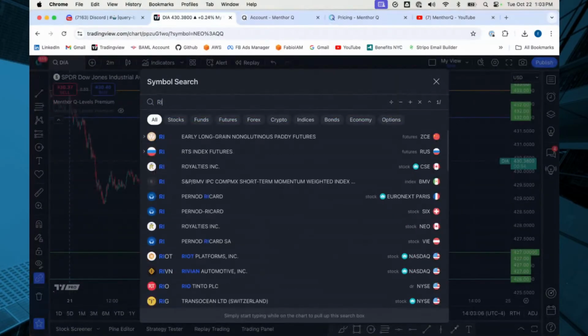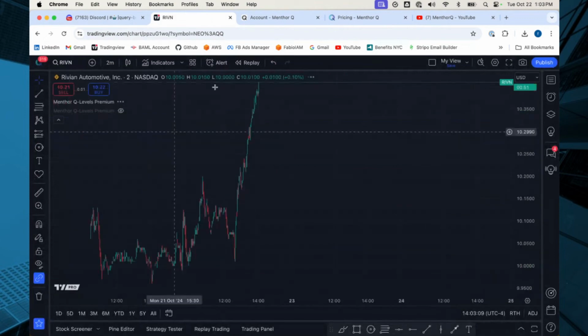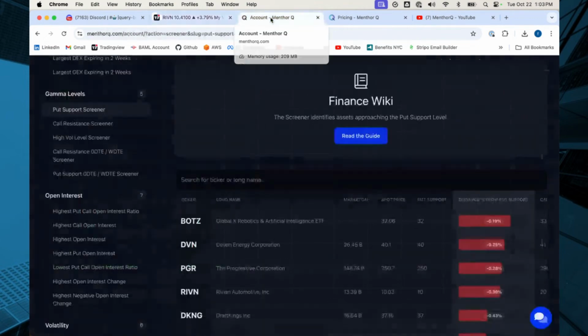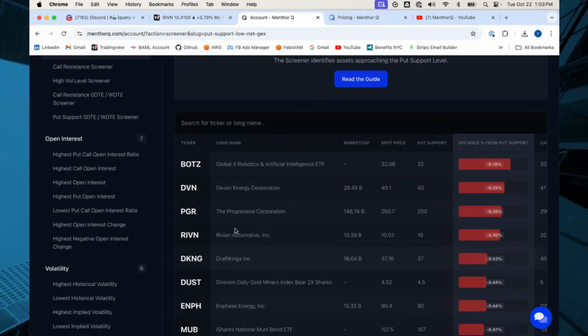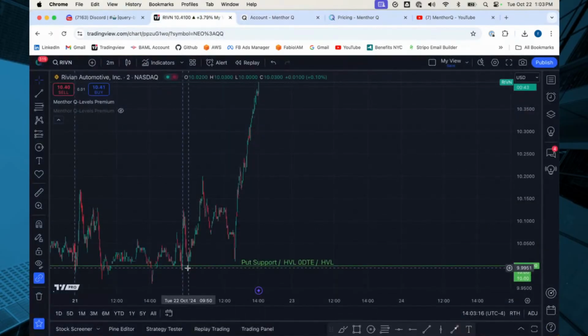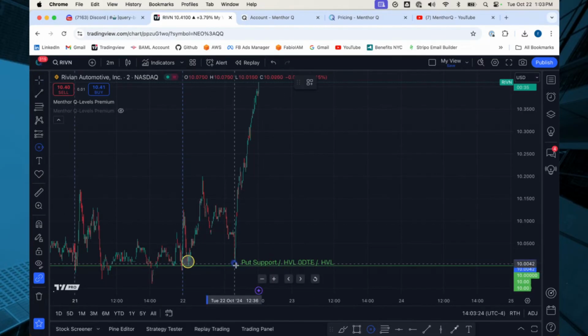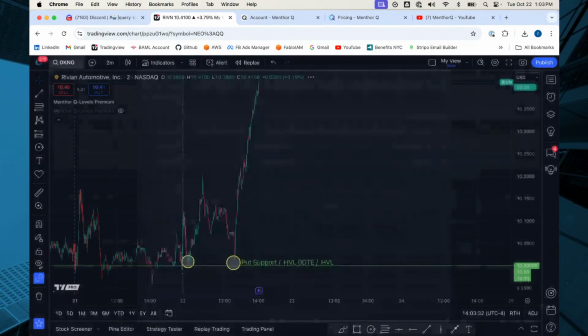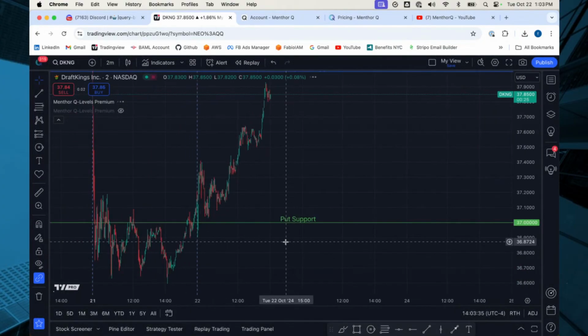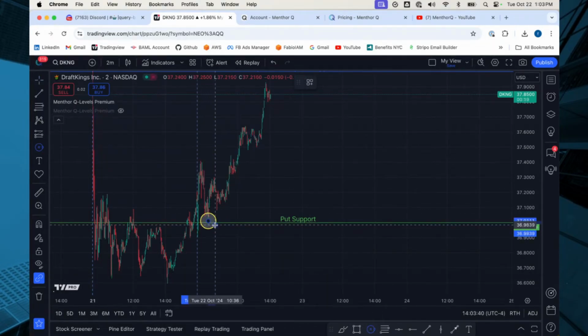Then we saw, for example, from the screener, Rivian and DKNG. Here again, price opens, touches the put support, goes all the way up, retests right here, and then we see a massive move to the upside. Let's do another example, DKNG. Same thing here: price opens almost at the put support level, then moves to the upside.